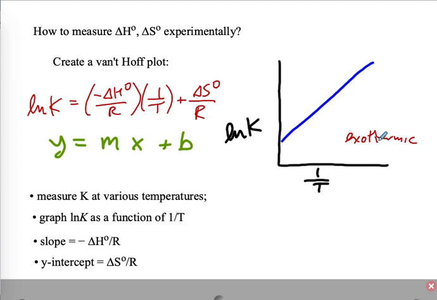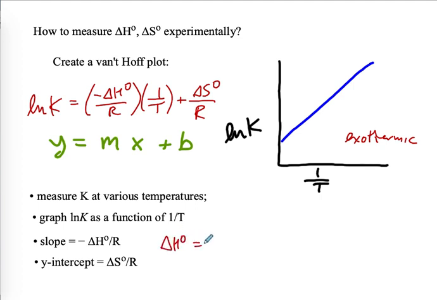Okay? So what this lets us do is a very straightforward experiment. If you can measure the equilibrium constant at a series of temperatures and create a Van't Hoff plot, then you can simply determine delta H naught as being equal to negative R times the slope of the graph, and delta S naught simply being equal to R times the y-intercept of the graph. And let's do an example of that problem to finish up.